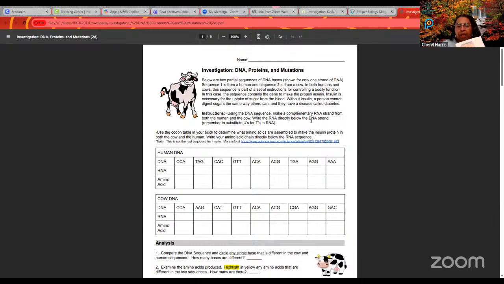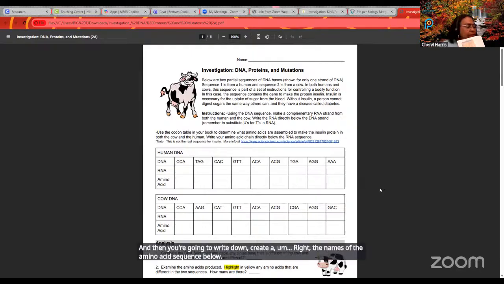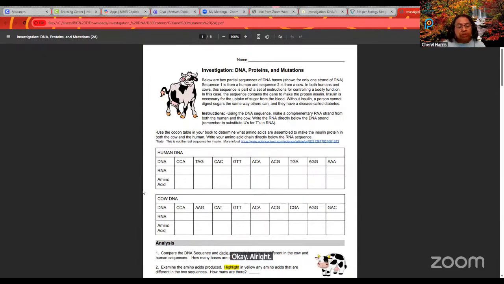And you're going to make a complementary strand of RNA, and then write down the names of the amino acid sequence below. Right now we're not asking you to name it. We just want you to write the amino acid sequence. Okay, so that means that this one is going to be your transfer RNA.